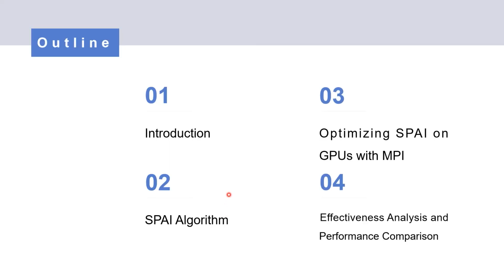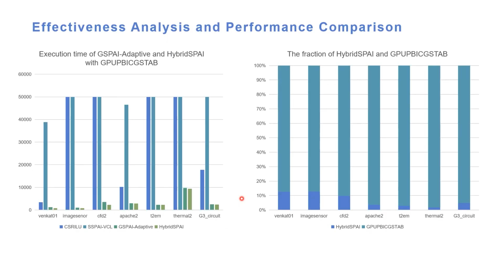During the experiment, we tested 7 matrices. For each tested matrix, GPU P backsteps are called to solve the linear system on single GPU. The chart on the left is a comparison of execution time with the latest parallel SPI algorithm, and the chart on the right shows the proportion of hybrid SPI in the total computation time. Experimental results show that hybrid SPI is effective and has better performance than the other 3 algorithms used for comparison.